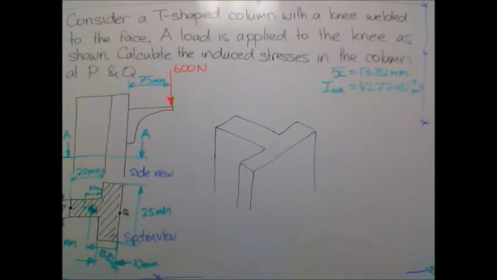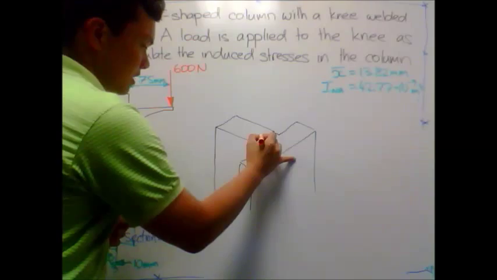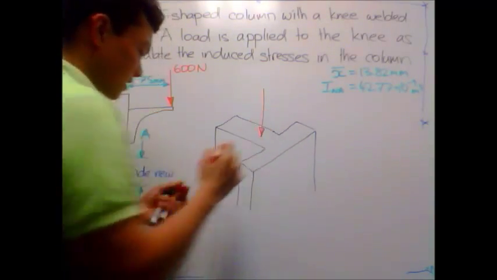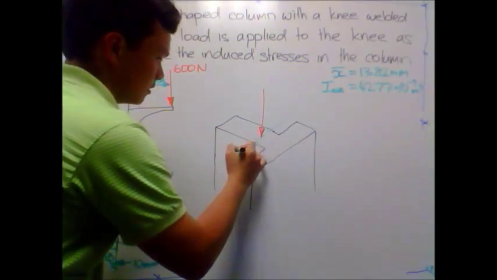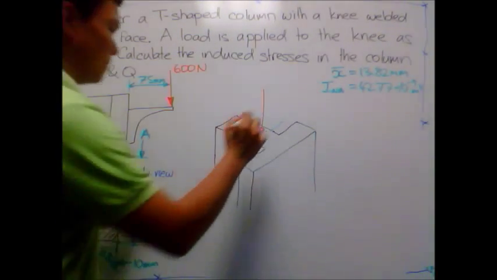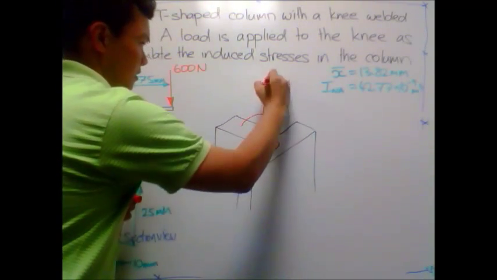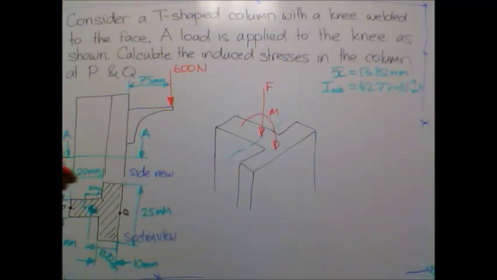Alright, here we go. And I will be determining the forces that are acting on this system. So this force, I will replace it with a force acting on the neutral axis. So here's my neutral axis. And I'll also replace it with a bending moment. A bending moment that goes this way. So here's my force, and here's my bending moment.